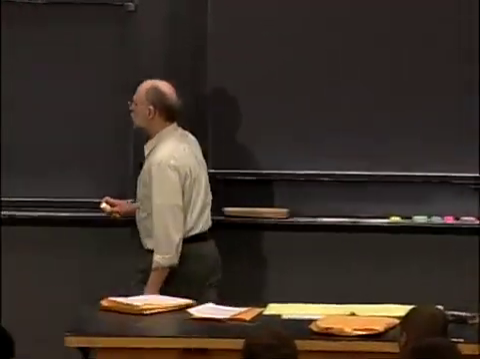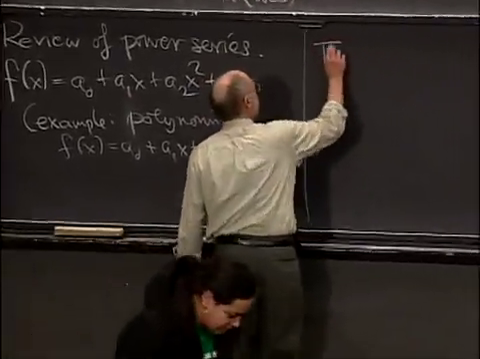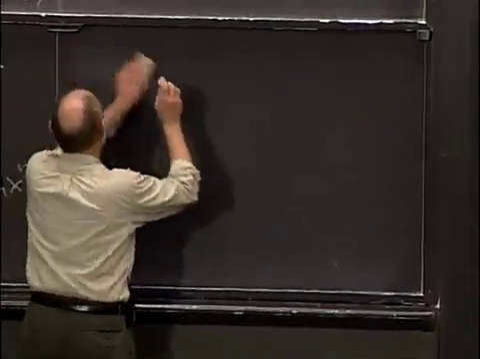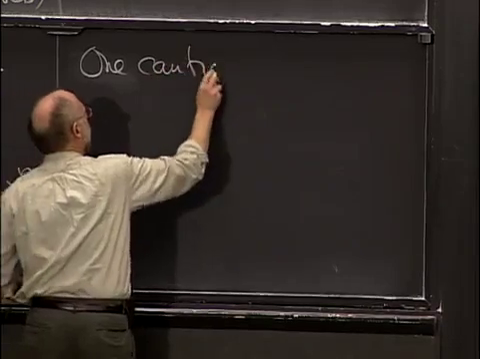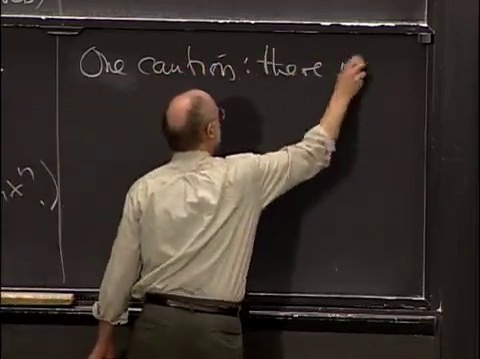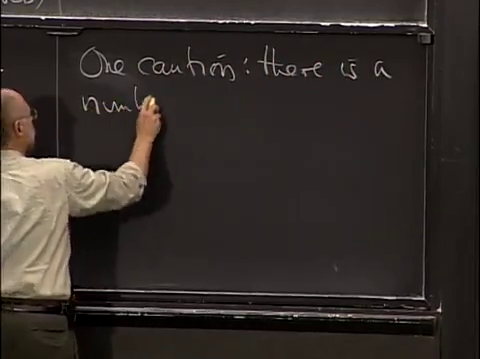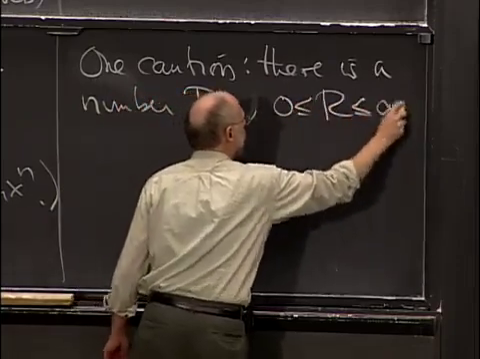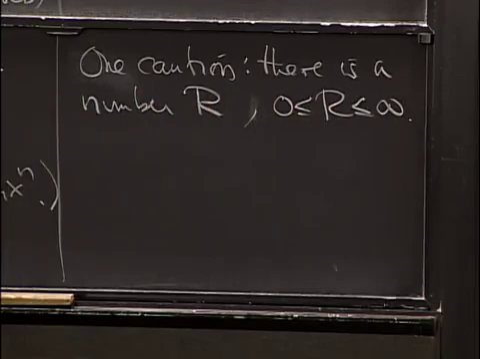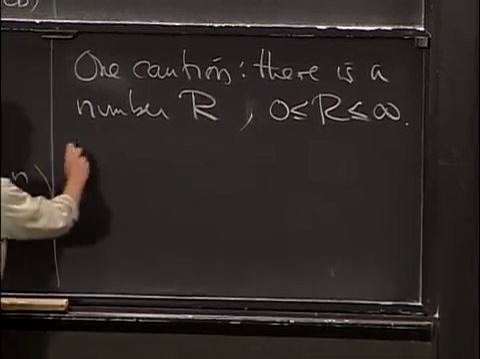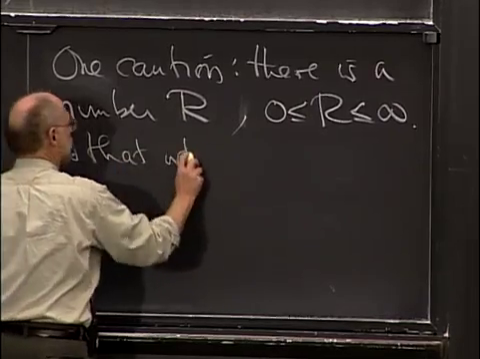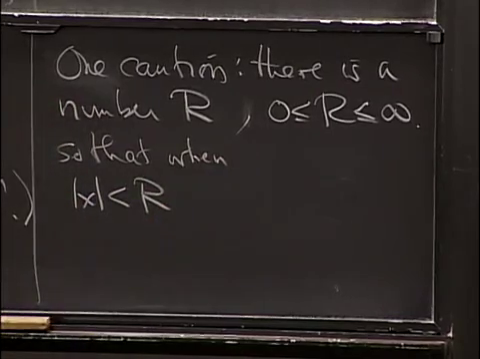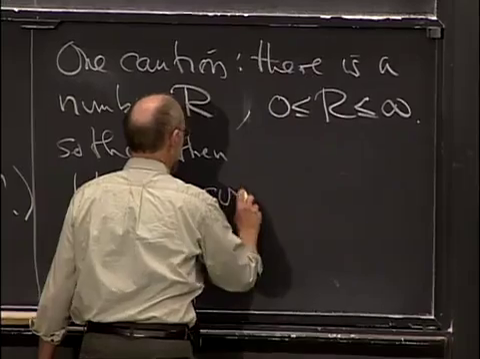The one thing that you have to be careful about is that there is a number, so one caution. There's a number, which I'll call r, where r can be between 0 and it can also be infinity. It's a number between 0 and infinity inclusive, so that when the absolute value of x is less than r, so when x is smaller than r in size, the sum converges.